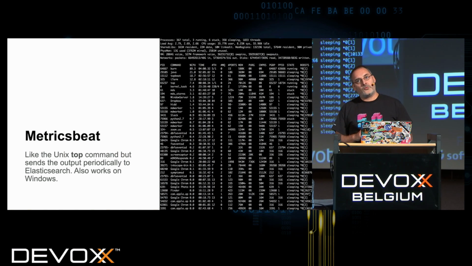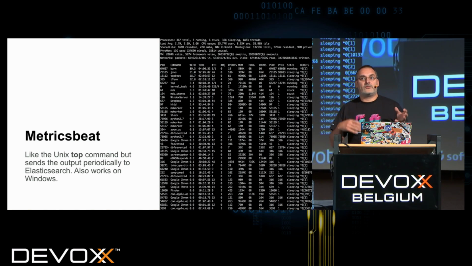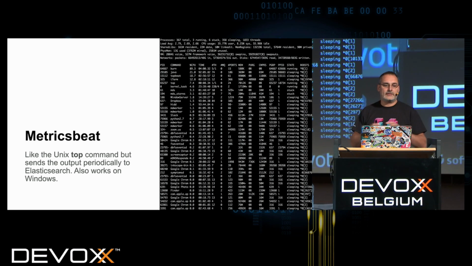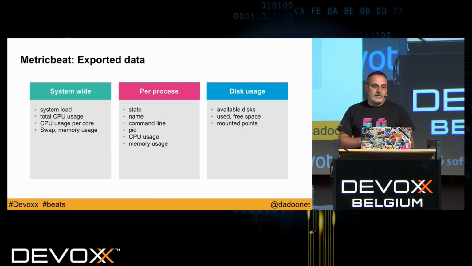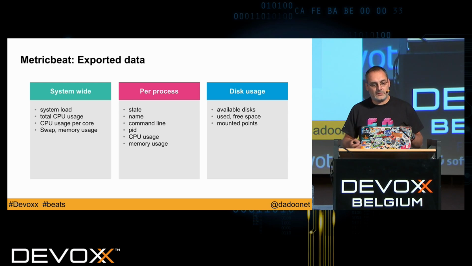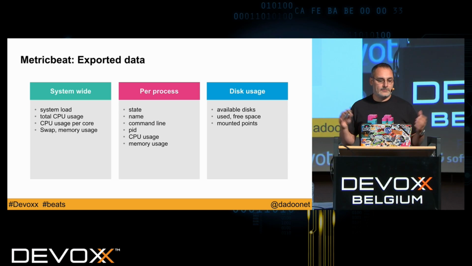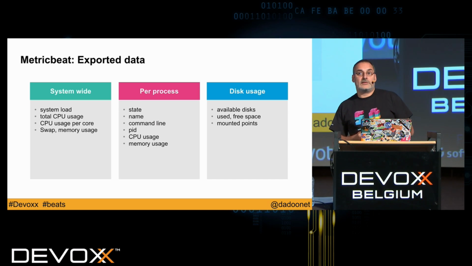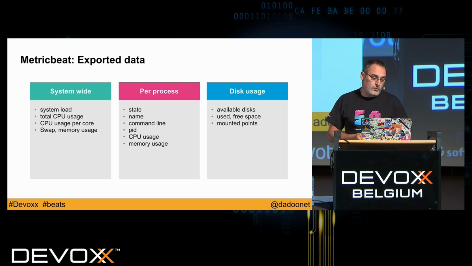Metricbeat is like running the top command on your system. Every 10 seconds you have a top command running, and you are collecting the response from this top command and sending that to Elasticsearch. You can get access to some system information like the load, the CPU usage, and so on. You can have a view per process: what is the name of the process, its state, the command line, the usage in terms of CPU and memory. Also about the disk usage: what are the disks available here, what is used, what is the free space, and so on.